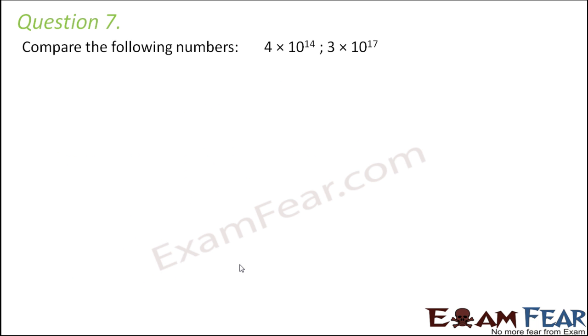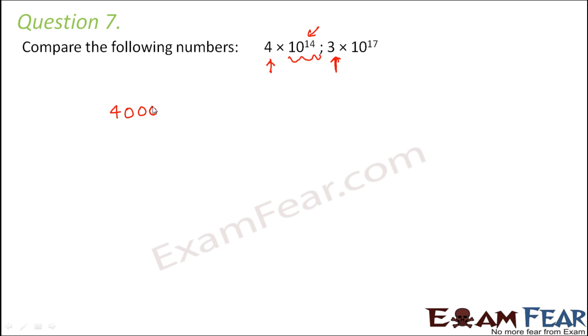Question number 7. Compare the following numbers, 4 into 10 to the power 14 or 3 into 10 to the power 17. Now here if you look at it, the first number, here it is 4 and here it is 3. So 4 is greater than 3. That's obvious. But when you look at the second number, you see here it is 10 to the power 14. So 10 to the power 14 means after 4 you will have 14 zeros. When you say 10 to the power 17, that means after 3, this number will have 17 zeros, something like this.